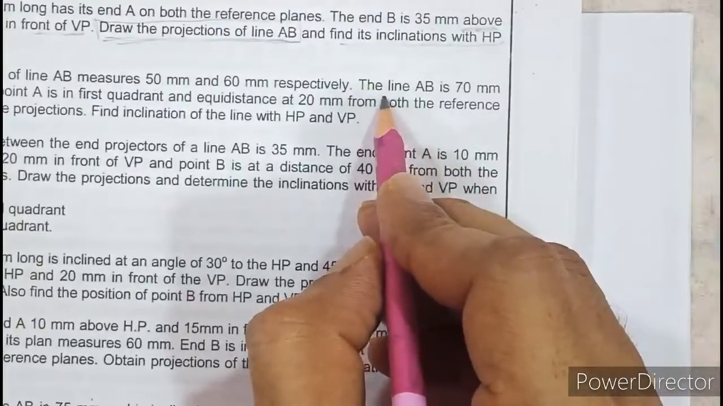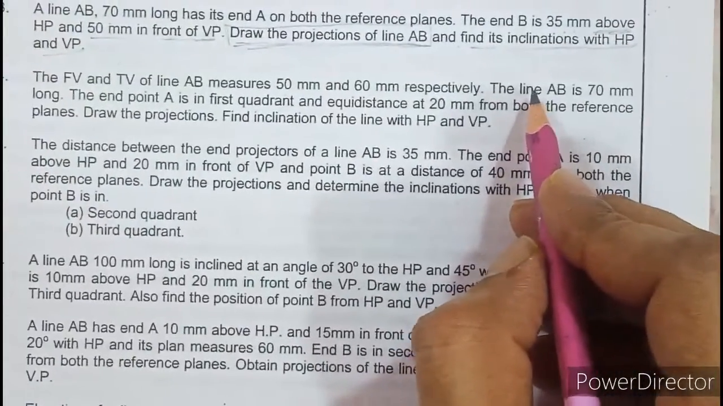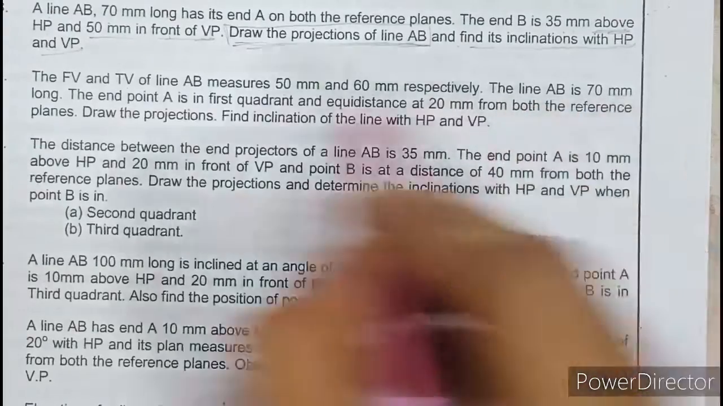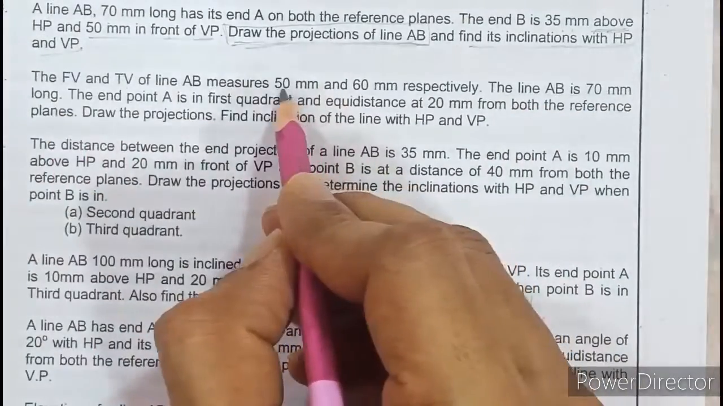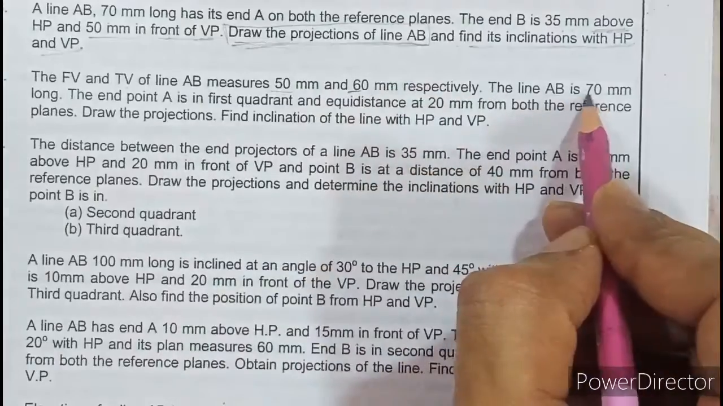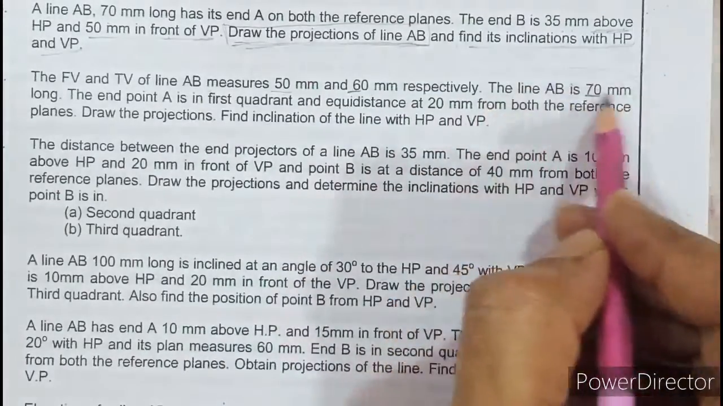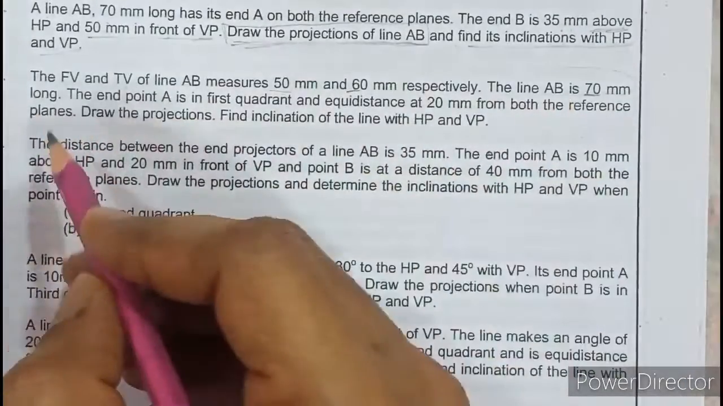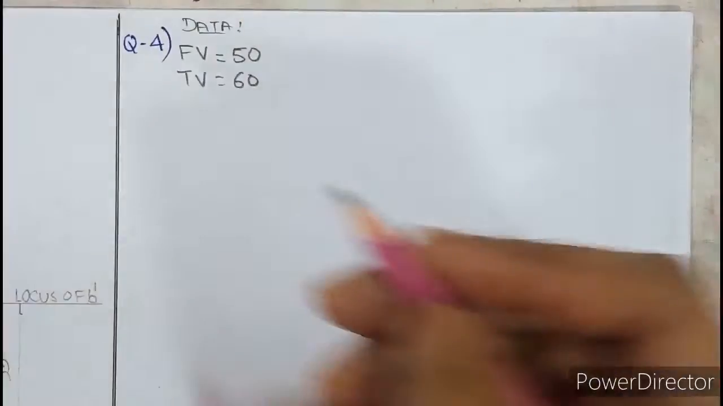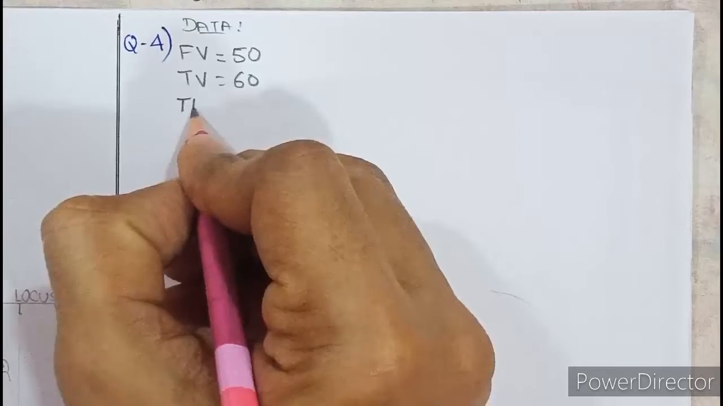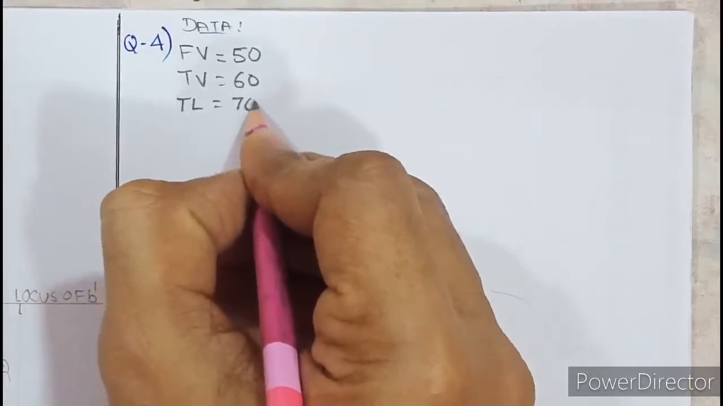Further, the line AB is 70 mm long. If you compare these three lengths, 50, 60 and 70, it is very clear that the true length is the longest line. So the line AB, 70 mm long, has to be the true length, because these are the three lengths possible here. So true length equal to 70 is the third data.